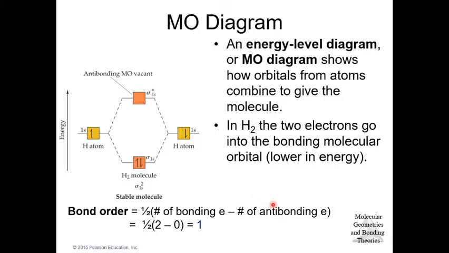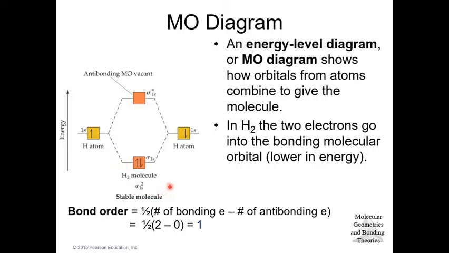So subtract anti-bonding from bonding, multiply by 1/2. That's my bond order. So in this example here, I'm doing the hydrogen molecule. I have 2 electrons in my bonding orbital. My anti-bonding orbital is empty, so 2 minus 0. So I subtract 2 minus 0 is 2, multiply by 1/2, and I get a bond order of 1, which is what I would expect because a H2 molecule has a single bond.